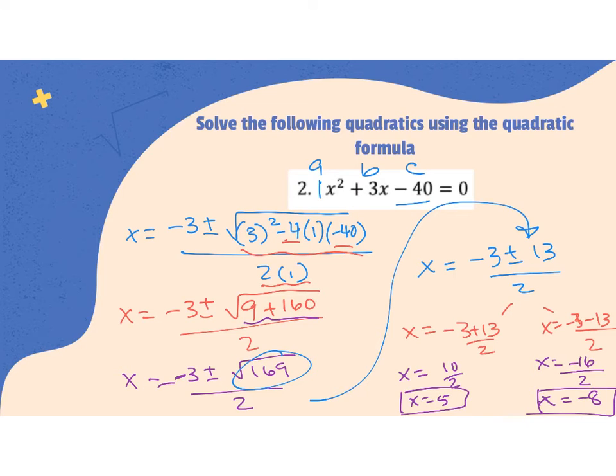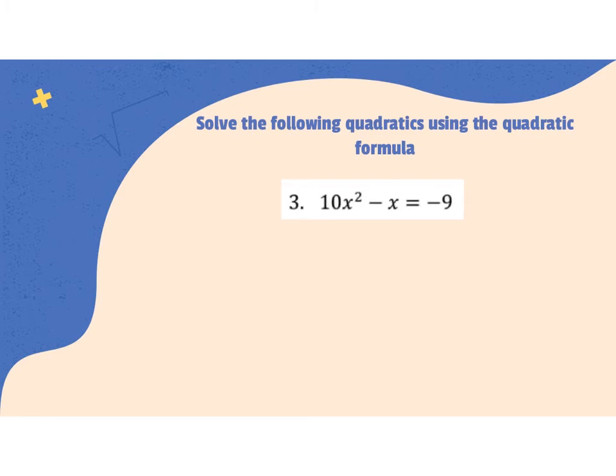There's the other. So 2 solutions here. I did not end up with a negative under the radical. I had a positive, so I can take that square root. Let's take a look at number 3. Ooh, number 3 is a little tricky.